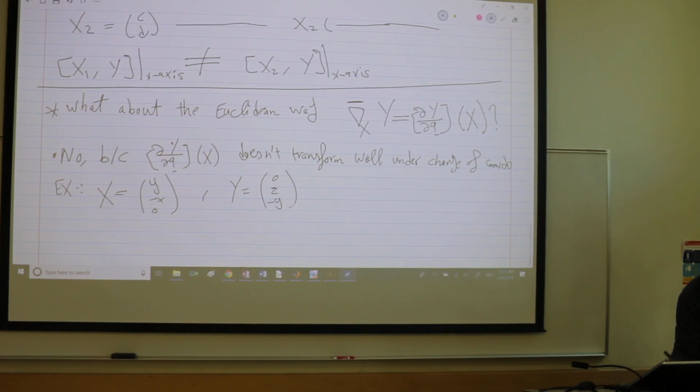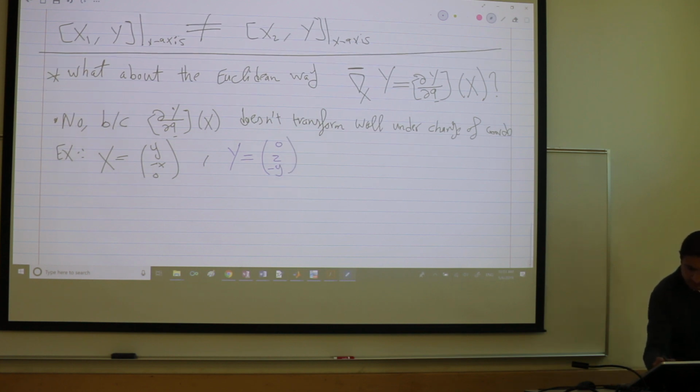z negative y. So let's have it with a different color. So this is 0, z, and negative y. And these are the vector fields that we lived with for a long time. They are tangent to the sphere everywhere, okay? This guy on the other plane.